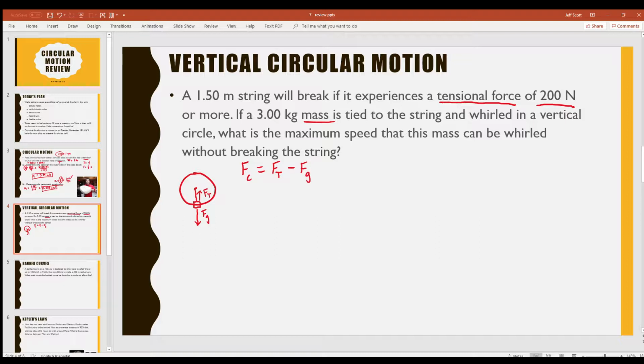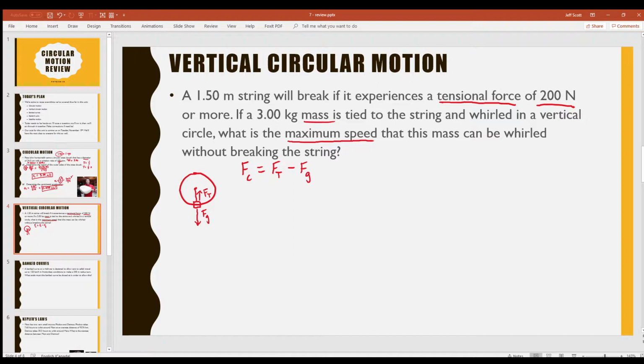Now, Fc has a couple different formulas. Remember, Fc is just mass times AC, and AC has 2 different formulas, just like we discussed on the last slide. Now, in this question, because we're looking for a maximum speed, that's going to cue us towards using that Fc formula that contains speed or velocity, okay?